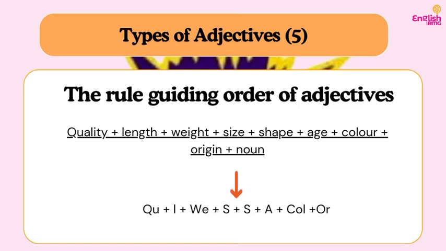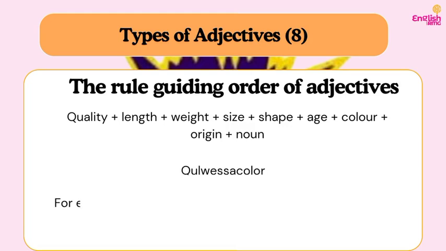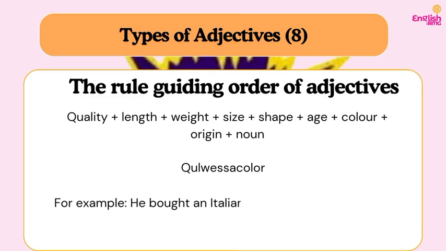So what you need to note is that it is double S: size first, then we have shape. Do you understand? And also you need to note that color is not just color. It stands for color and origin.